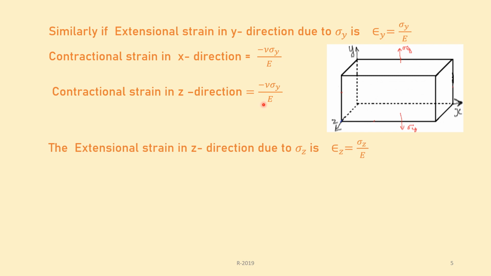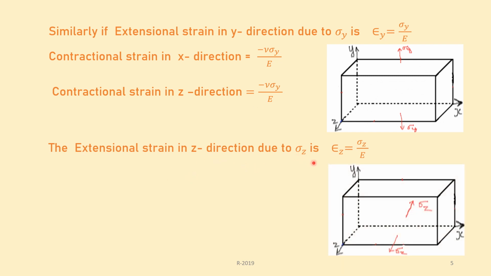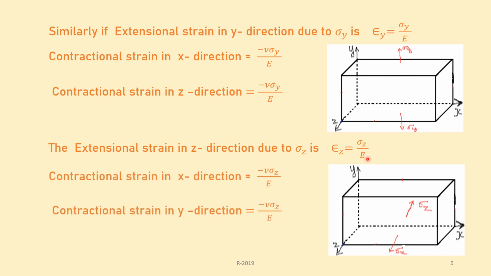Also, the extensional strain in z direction due to sigma z is epsilon z is equal to sigma z by E. So again, the contractional strain in x direction and y direction is minus nu into sigma z by E. Nu stands for Poisson's ratio.